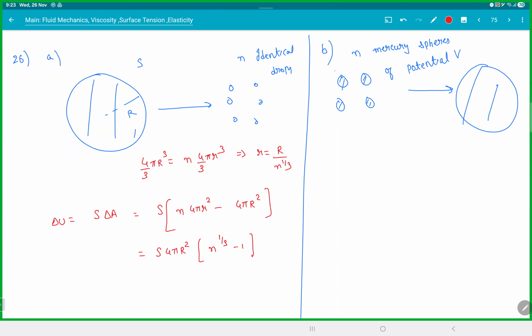If you have n drops, then let the charge be q, q, q, q. Then this charge will be nq. And the potential of these will be kq by small r. So the potential of the big sphere will be k, the charge has become nq. This is where most people forget. And the radius has become capital R, right? And that is n, k, q, and capital R is nothing but n power 1 by 3 into small r. So that is n power 2 by 3 into kq by small r, which is v.